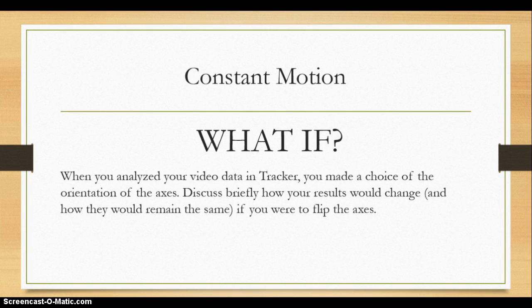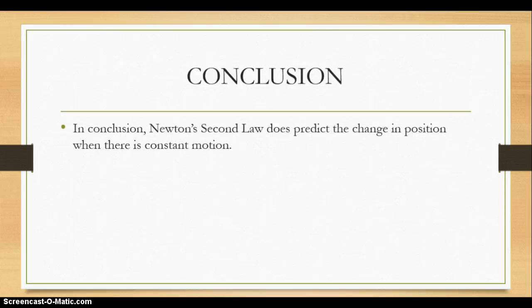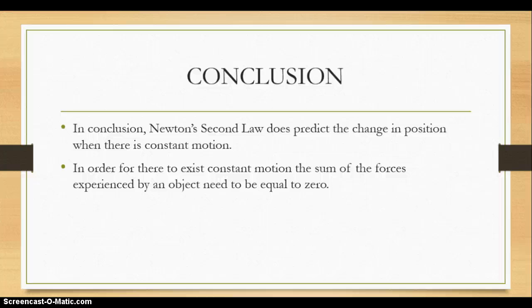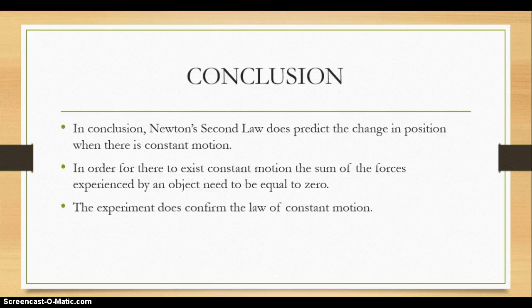In conclusion, Newton's second law of motion effectively predicts the change in position of an object in time when the net forces acting on it are equal to zero. Also, in order for there to exist constant motion, the sum of the forces experienced by an object needs to be equal to zero. And all this was proved by the experiment done with the volleyball, and this experiment, even though it had some disparities, does confirm the law of constant motion.